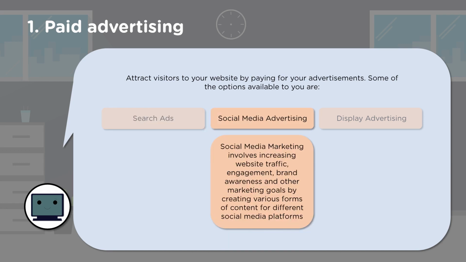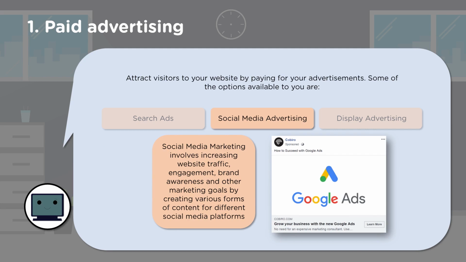The next is social. Social media marketing involves increasing traffic, engagement, or brand awareness, with lots of different strategies. But instead of doing this on search, you're doing it on a social media platform. For example, you can advertise on any particular platform, and the way you advertise could be with an image or with a video. In this case, you could see Cobrio is doing a sponsored ad here, how to succeed with Google Ads.